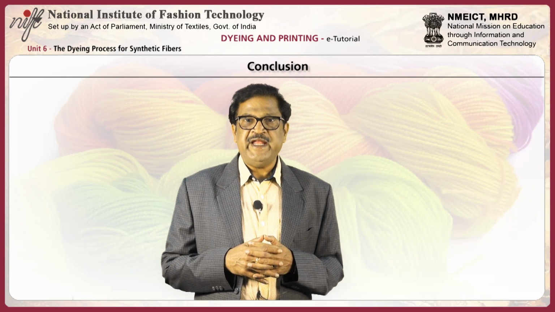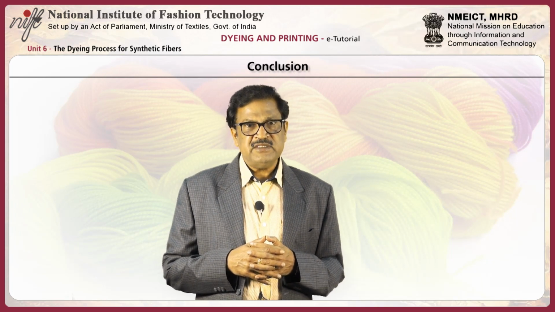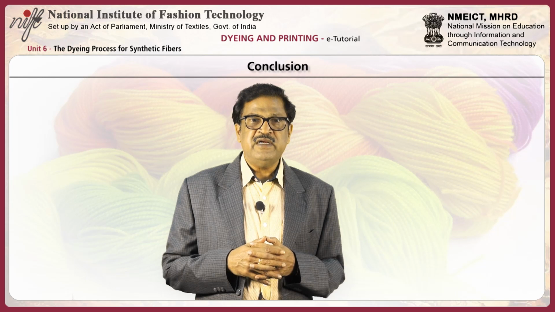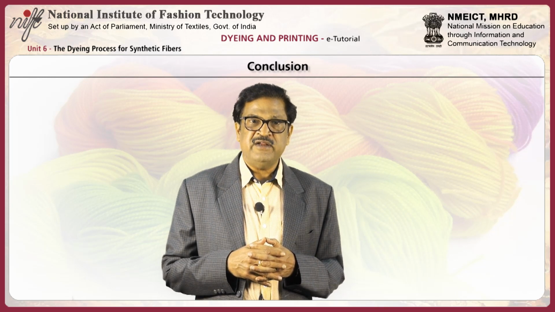You have come to the end of this unit. To summarize, in this unit, you have learned the dyeing process for synthetic fibers such as polyester, nylon and acrylics.